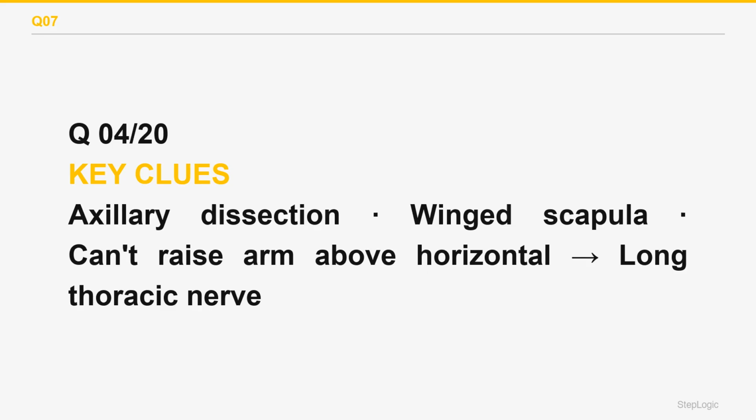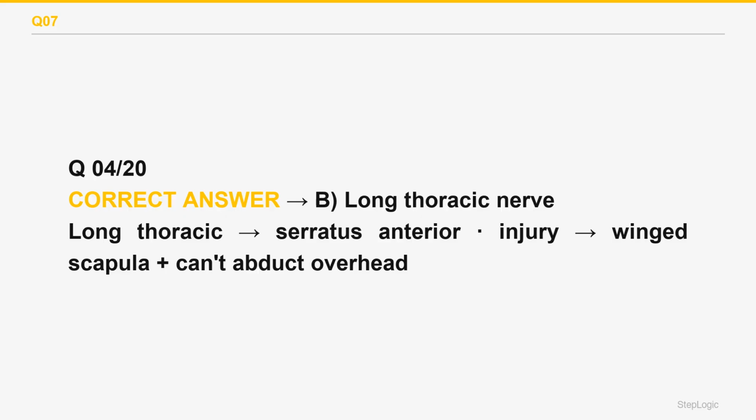The serratus anterior holds the scapula flat against the thoracic wall and rotates it upward to allow arm abduction above the horizontal. The long thoracic nerve runs superficially along the lateral chest wall in the axilla, making it vulnerable during axillary lymph node dissection or mastectomy. When it is injured, the serratus anterior is paralyzed. The medial border of the scapula lifts off the chest wall, winging, especially when pushing against resistance, and the patient cannot fully abduct the arm overhead.